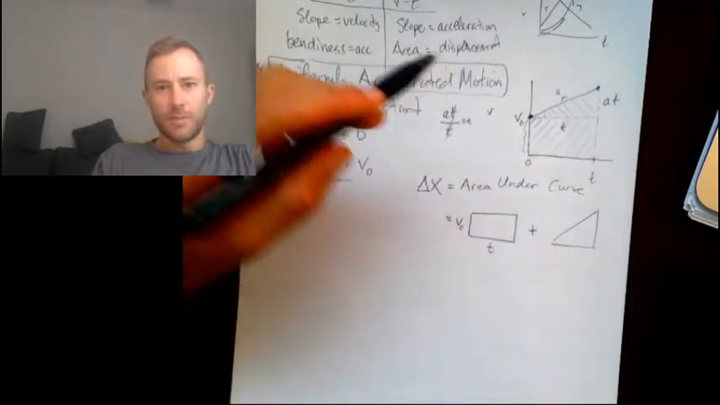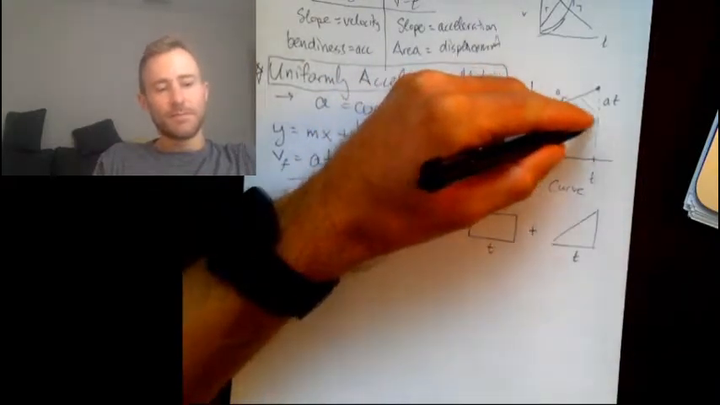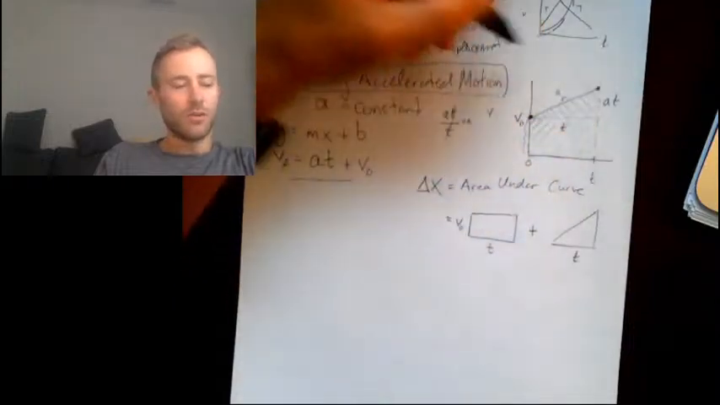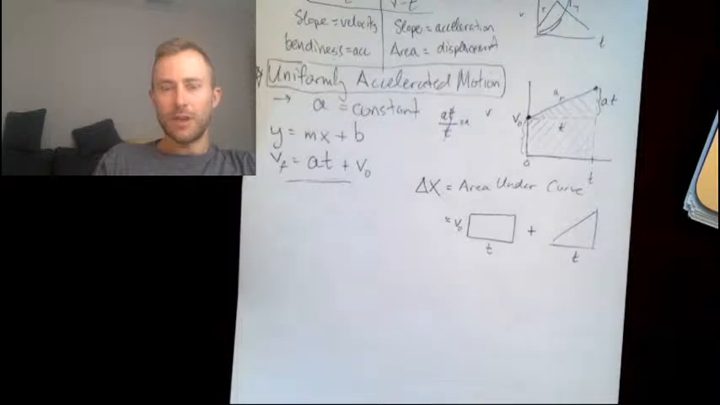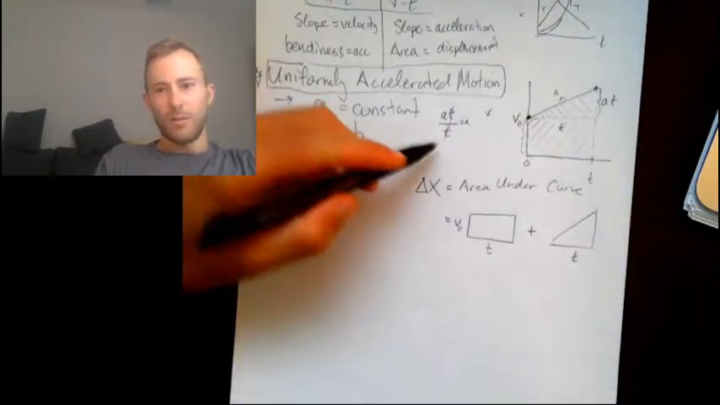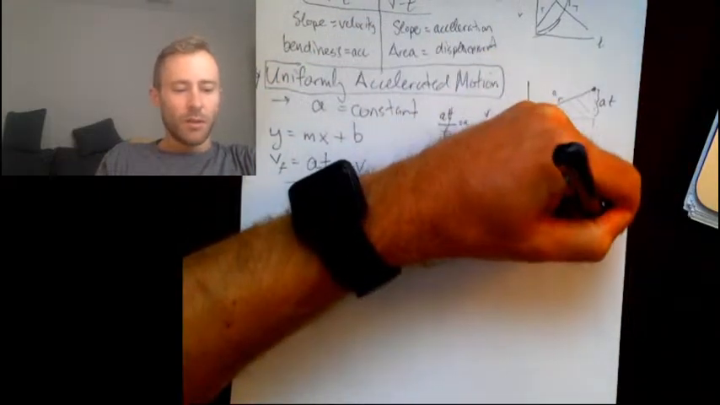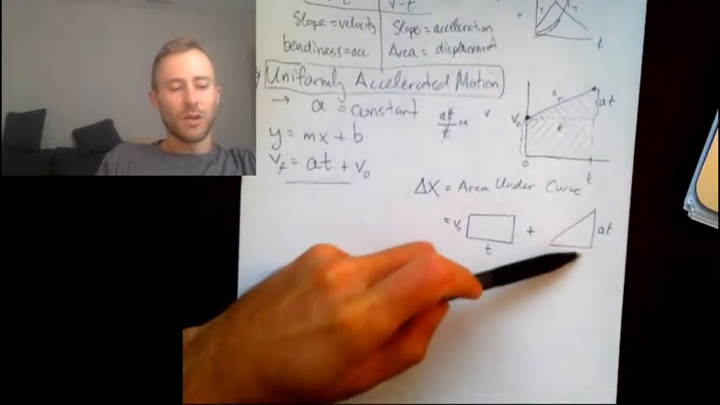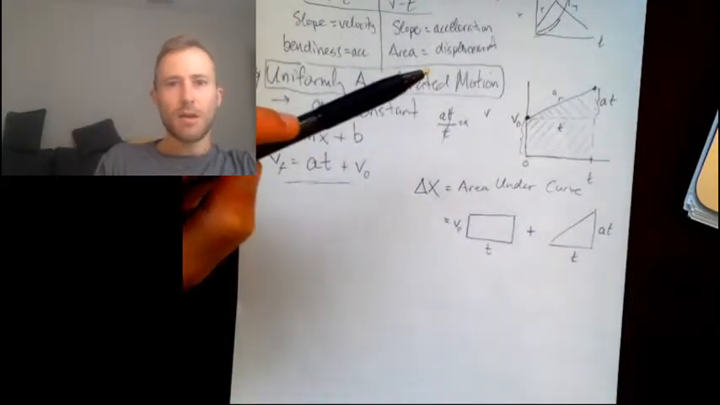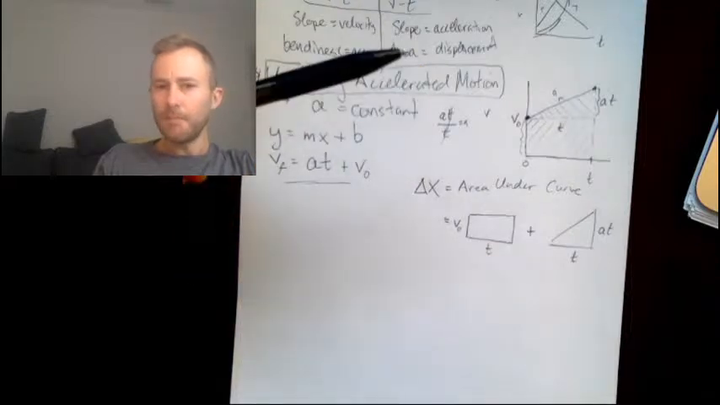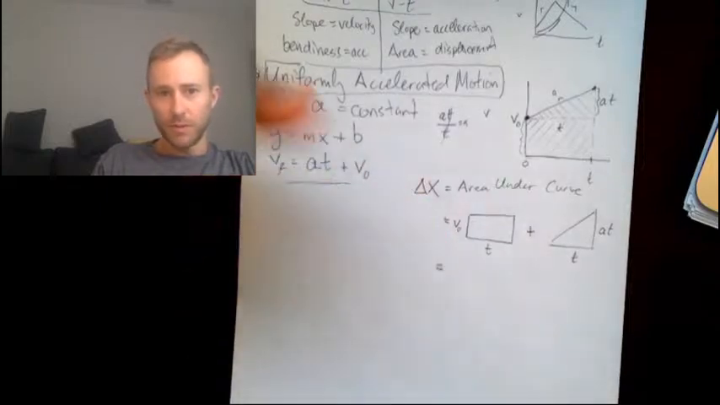Now we go to the triangle. The width of the triangle is also t. The height of the triangle is only this distance right here. While I was waiting for your responses, I was talking about how the height has to be at. Why? Because that would give rise over run equal to acceleration, which is the meaning of the slope. So we have the dimensions of these shapes.